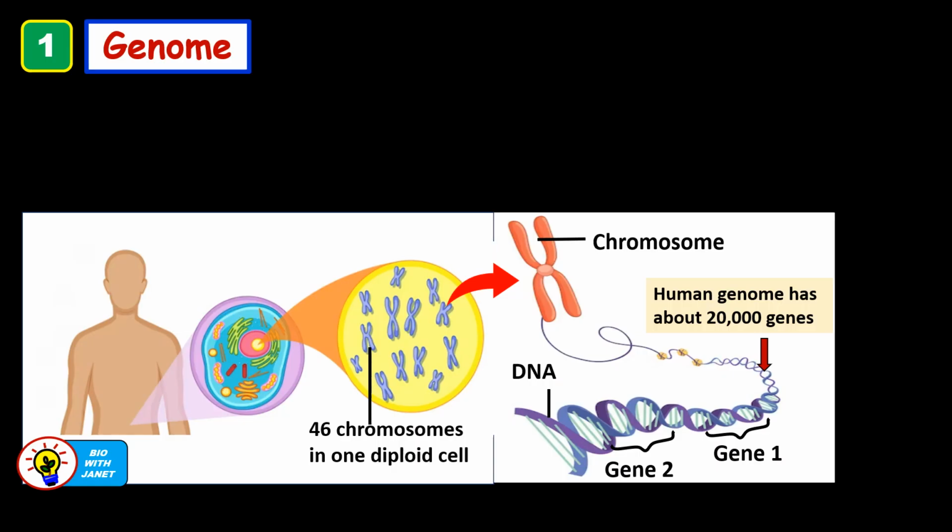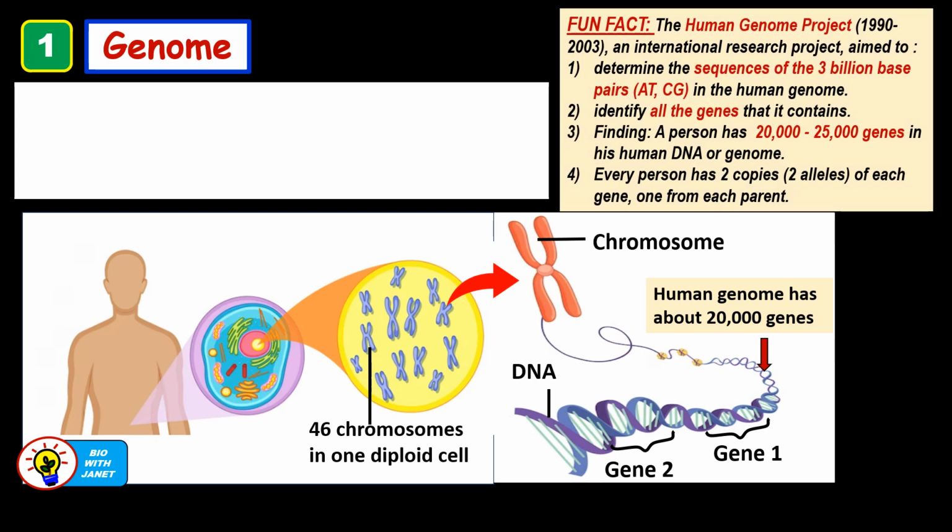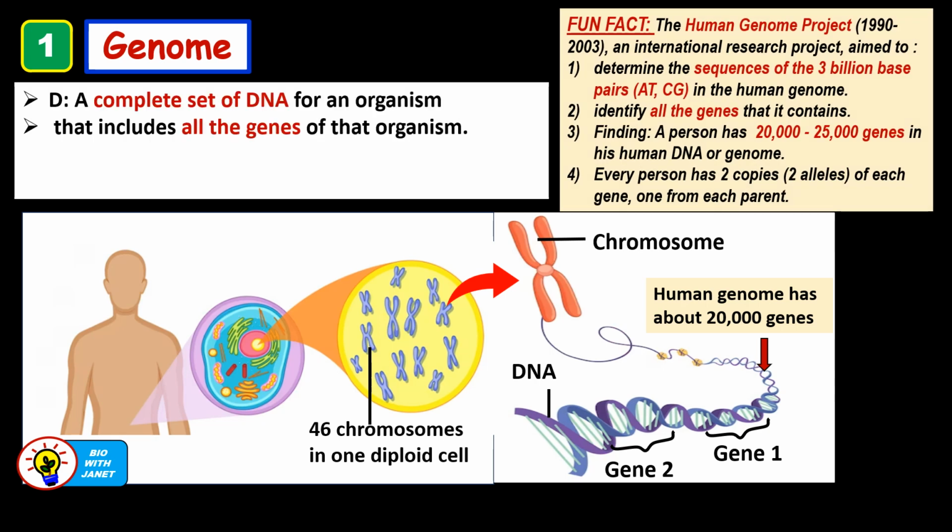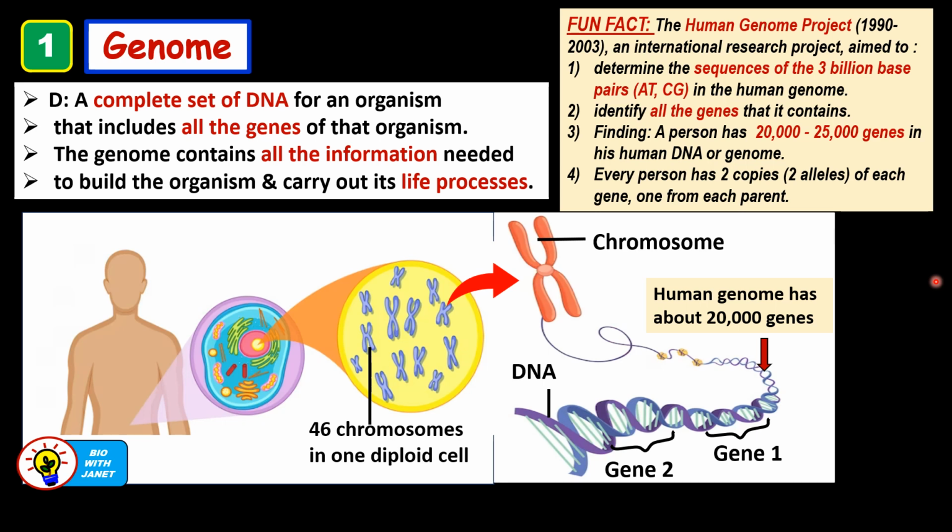Let's find out the meaning of some terms. Genome. What is a genome? So a genome is a complete set of DNA from an organism that includes all the genes of that organism that is contained in the chromosomes, and the genome contains all the information needed to build the organism and carry out its life processes.